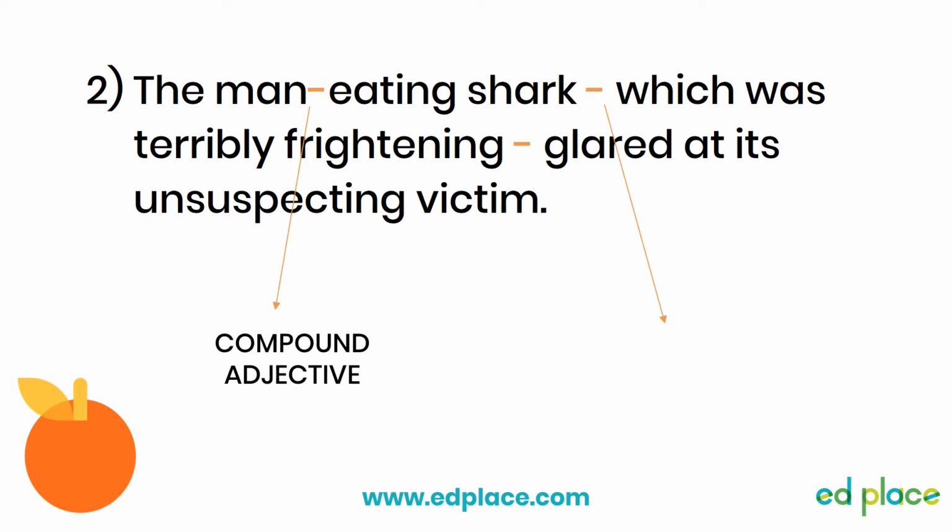So let's see if it adds extra information. Which was terribly frightening tells us about the shark. And we can double check this is right by removing the extra information and seeing if it makes sense on its own. The man glared at its unsuspecting victim. Yes, this makes sense. So it must be a dash.